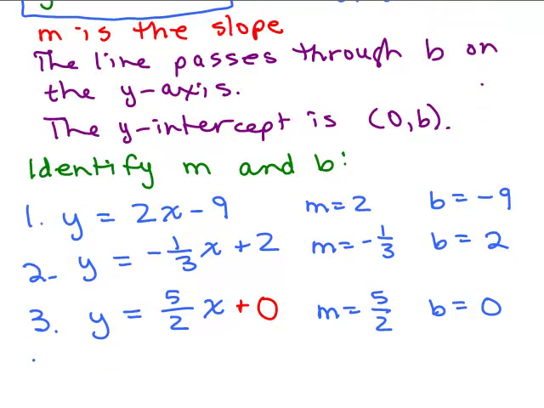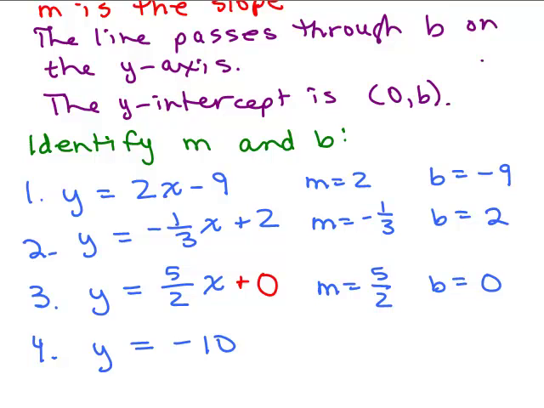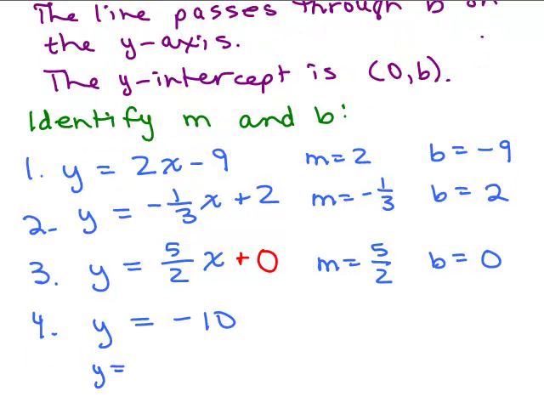Let's do one more. How about y equals -10? What would the slope and y-intercept be? The slope is the tricky part here. What's the coefficient of x? Well, you don't see x, do you? But you could deal with that. If you wanted to see x, you could write it as 0x minus 10. So if there is no x on the right-hand side, that means the slope is 0. And the y-intercept is -10.